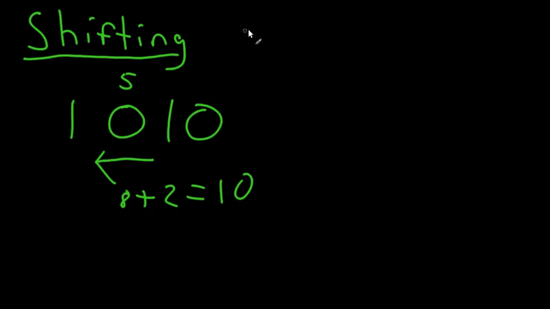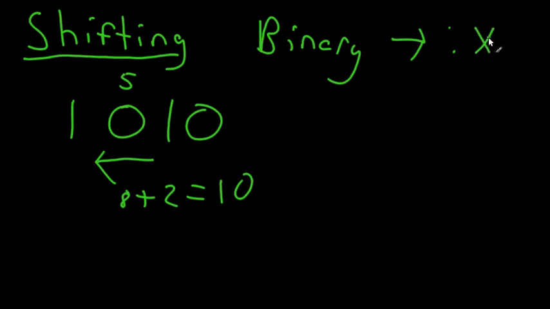So let's just review. For binary, if we shift to the right, that means divide by 2. If we shift to the left, that means we multiply by 2. And there you have it. That's shifting in a nutshell.